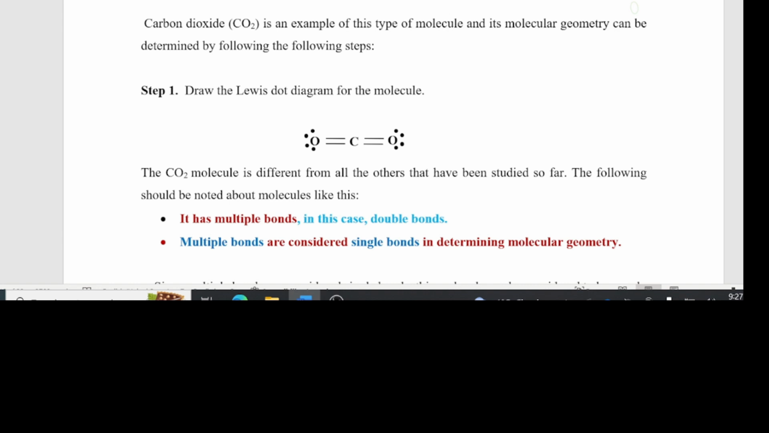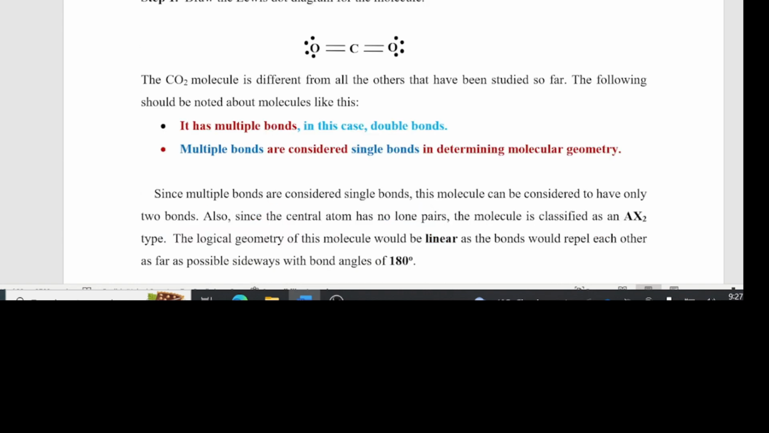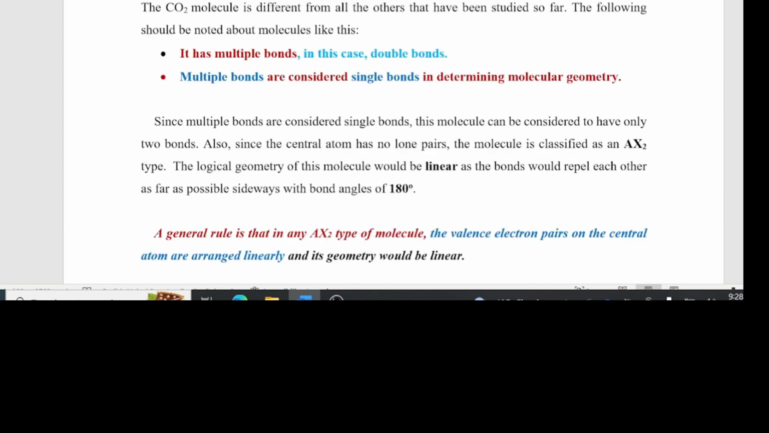Some important points to note here. In this case, you have multiple bonds. You have double bonds between these two atoms here, okay? Now, when you're ascribing shapes to these molecules, multiple bonds are considered single bonds in determining molecular geometry. Even though you have a double bond here, you'll have to consider that as a single bond. You'll see later on that becomes important. So right now we can assume we have two bonds only there, right?